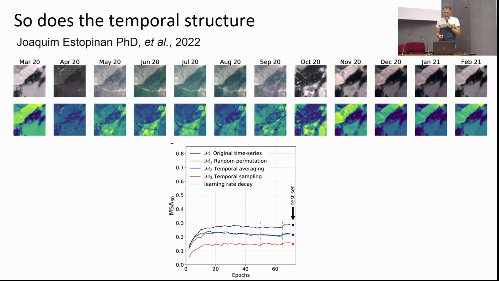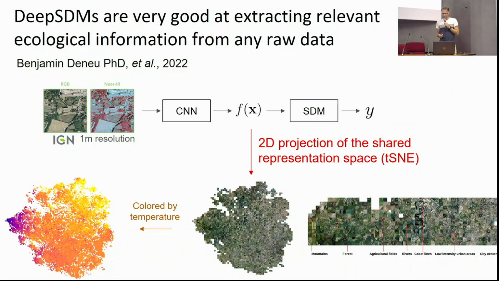And then the same story happens on temporal structures. During the PhD of Joachim, where we were using time series of satellite images, and also with an ablation study, we were able to show that having the full time series improves the performance of this model a lot. And somehow it captures the phenology of the habitats. So another lesson is that such DeepSDM models are very good at extracting relevant ecological information from any high-dimensional raw data. I mean, that's really where deep learning is relevant. It does not suffer from the curse of dimensionality, which is one of the main problems of many models.